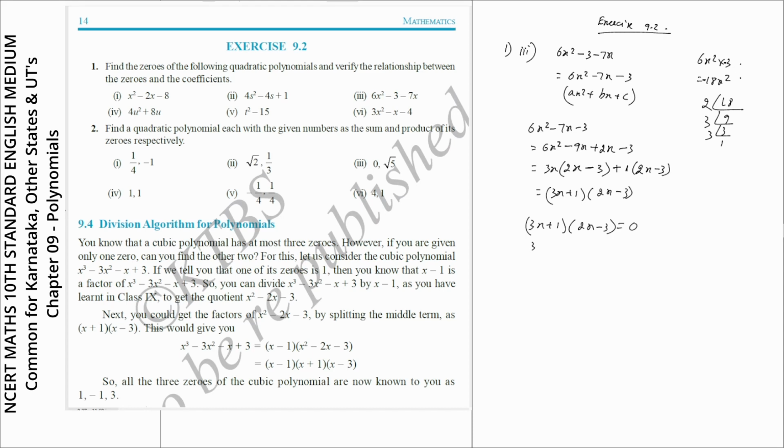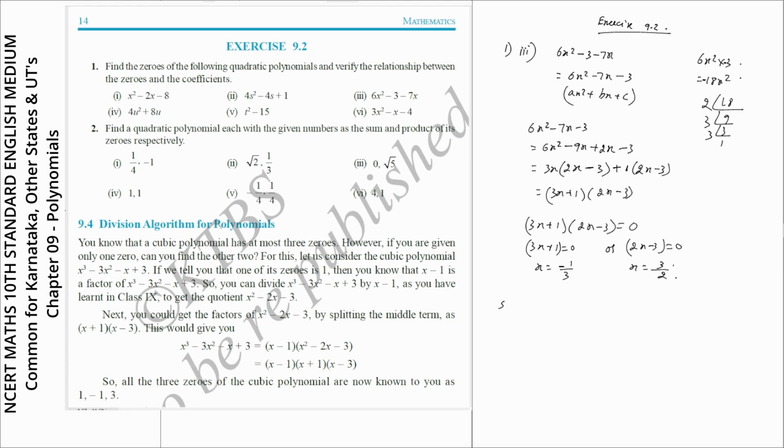So that means 3x plus 1 is equal to 0 or 2x minus 3 is equal to 0. Now if I simplify, x is equal to minus 1 by 3. And here, I'll get x is equal to 3 by 2. So these two are the zeros of the given cubic polynomial.